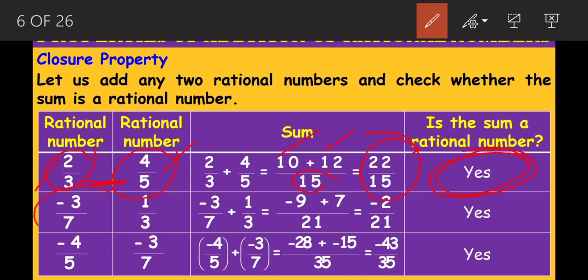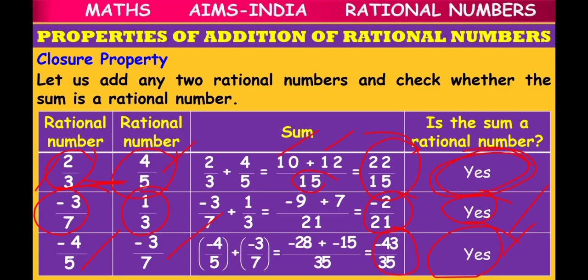In the same way, minus 3 by 7, 1 by 3. So what is the answer? Minus 2 by 21. It is also a rational number. Next, the third example. Minus 4 by 5, minus 3 by 7. What is the sum? Minus 43 by 35. It is also a rational number. So two rational numbers we have taken, we have done their sum, and the result is also a rational number.